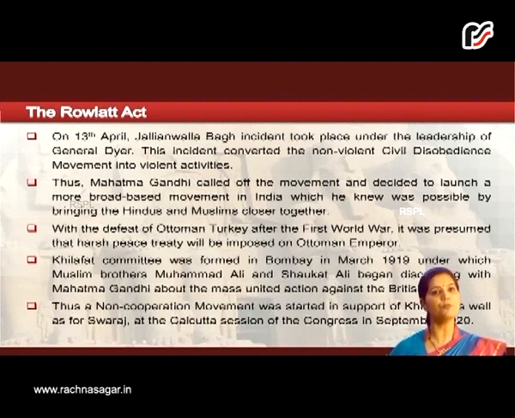With the defeat of Ottoman Turkey after the First World War, it was presumed that harsh peace treaty will be imposed on Ottoman Emperor. Khilafat Committee was formed in Bombay in March 1919, under which Muslim brothers Muhammad Ali and Shaukat Ali began discussing with Mahatma Gandhi about the mass united action against the Britishers. Thus, a non-cooperation movement was started in support of Khilafat as well as for Swaraj at the Calcutta session of the Congress in September 1920.